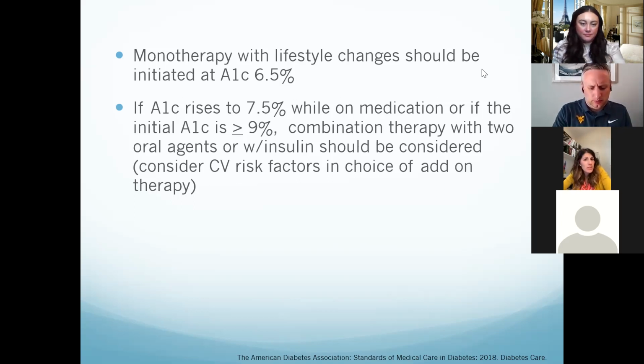If the A1C rises to greater than 7% while on medication, or if the initial A1C is greater than 9, combination therapy with 2 oral agents or with insulin should be considered. And then we'll talk about the cardiovascular risk factors in the choice of the therapy that we use.